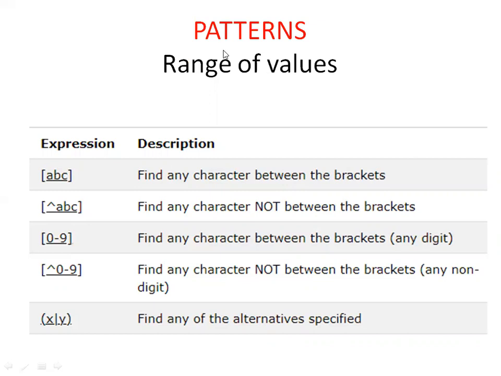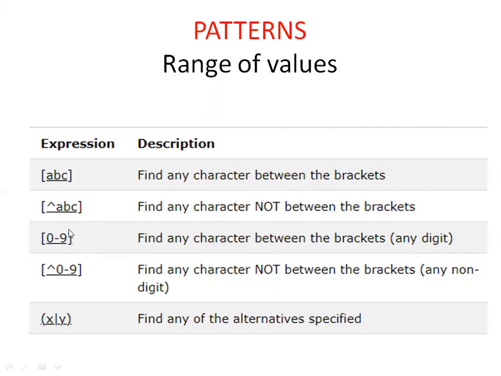The next concept is patterns. It is used to define the range of values with the help of square brackets. So inside the square brackets, we have specified the range a, b, c. It is used to find any character between the brackets. Take the second case, caret. Here the caret refers to not, so it is used to find any character not between the brackets. The next one is 0 to 9. It is used to find any character between the brackets, which means it is used to find any digits.